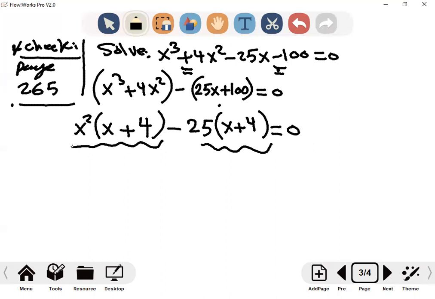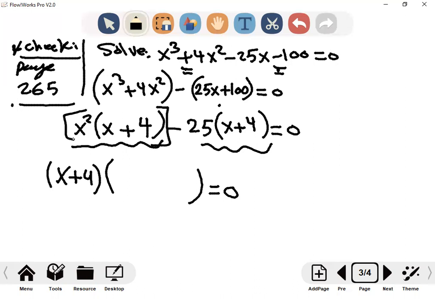Now, the x plus 4 is what? It's a factor here and here. Take it outside. It will be x plus 4. Now divide. This term here divided by x plus 4 is still what? X power 2, right? Minus the second term here divided by x plus 4 is still what? 25. Did I finish factoring?